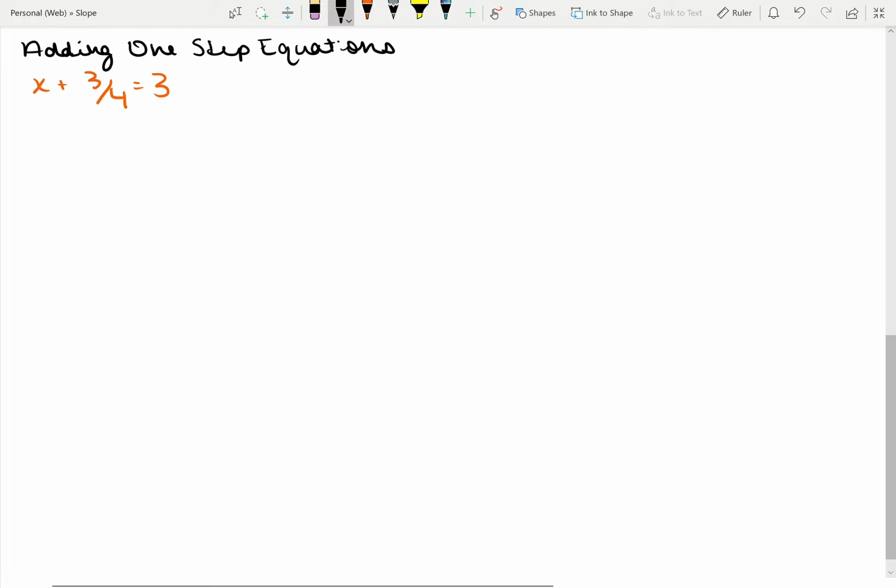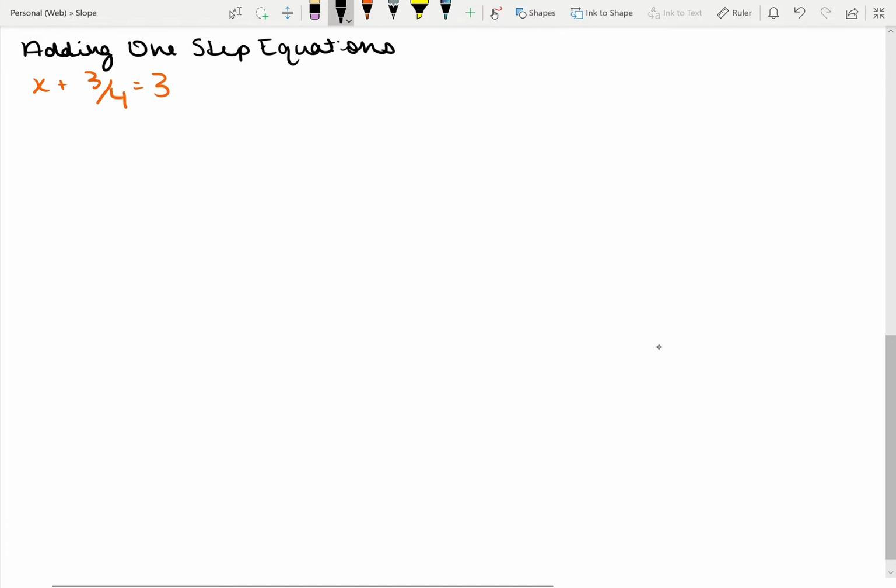Today what we're going to take a look at is adding one-step equations. Our first problem here is x plus 3/4 is equal to 3. And notice how the problem that we're going over here has a fraction. So let's take what we have learned previously about fractions and whole numbers, and let's see if we can use that to solve for x here.